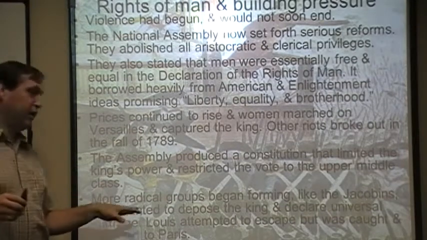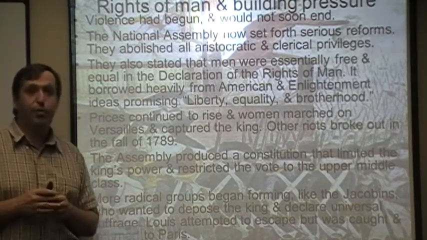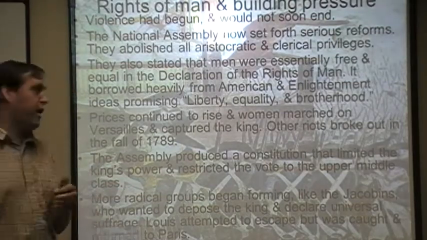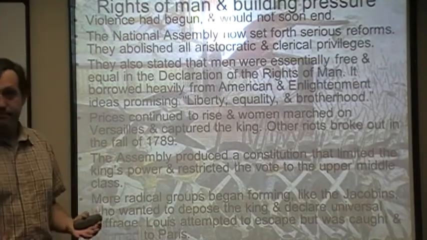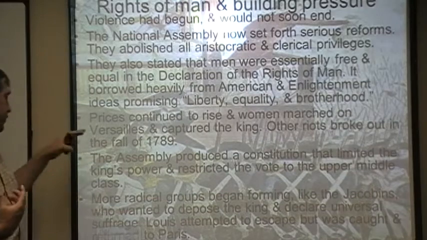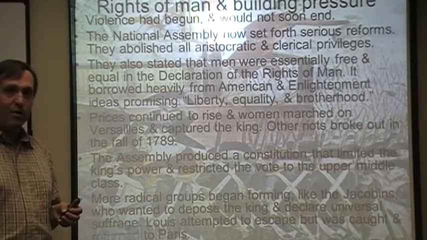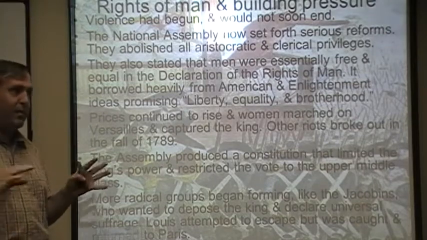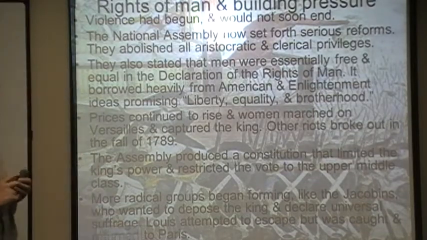At this point, Louis realizes that things are getting pretty hairy. He manages to escape his prison, and he's trying to get away to Belgium. But he's caught. He's caught near the border, and he is returned to Paris. And this really provokes a strong fear amongst the French people, because Louis had been fairly compliant with what was going on at this point.